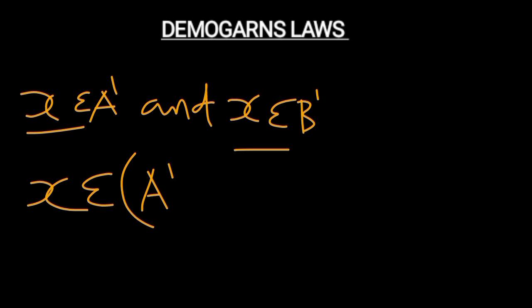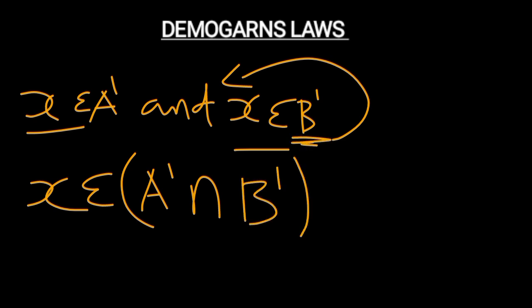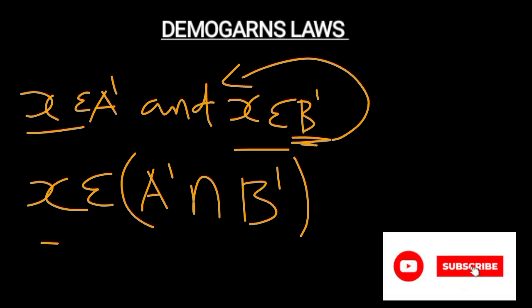Now inside the brackets, what do we use to describe the sets? We use symbols. So the and there is going to change to its symbol, which is intersection. So we are going to put that intersection there. And then here we have the B, meaning the B complement. So X is a member of A complement intersection B complement. So we have proved the left hand side part.